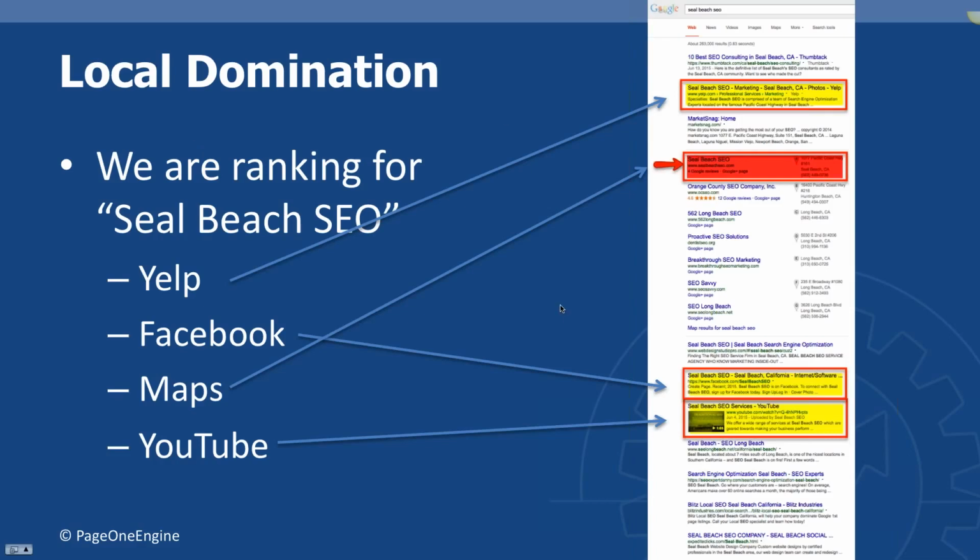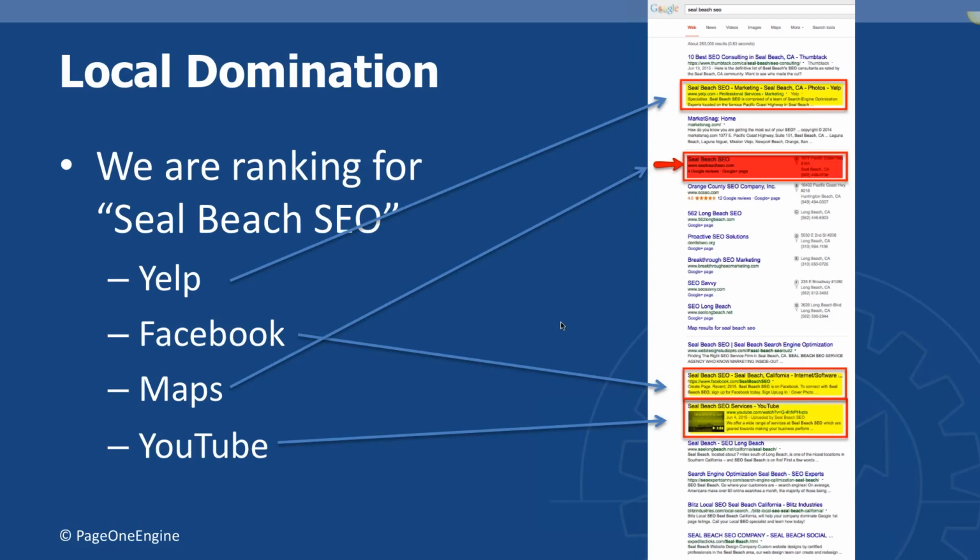So this was our local domination that happened in 2 to 3 weeks, and got this site ranking for Seal Beach SEO and a lot of other keywords too, like Seal Beach SEO services, things like that. You just don't get one keyword when you're doing this kind of stuff. You get a multiple array of keywords. But this is the one that we're focusing on right now. So she had four listings on page one.